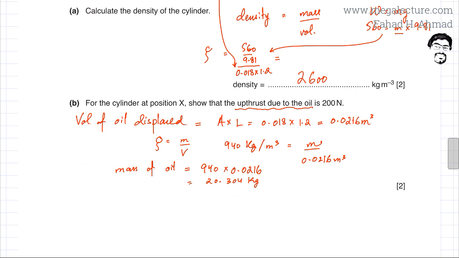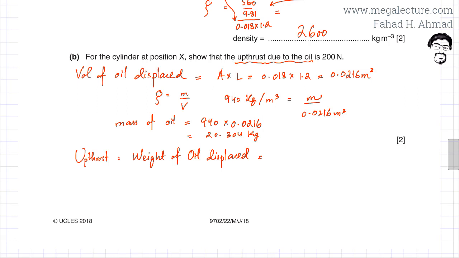This is the mass of oil that has been displaced by the cylinder that's been dipped into it. Now upthrust is equal to the weight of oil that has been displaced. We know the mass of oil is 20.304 kg. So the weight would be m times g: 20.304 multiplied by the gravitational field strength, 9.81 meters per second squared. My answer comes out to be approximately 200 newtons. So this is my upthrust, and this is how I've proved it's equal to 200 newtons. This is the solution for this part of the question.